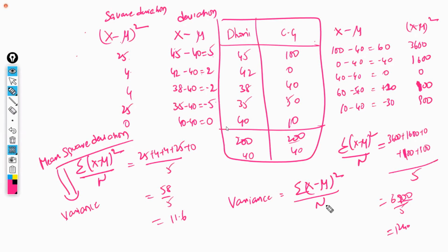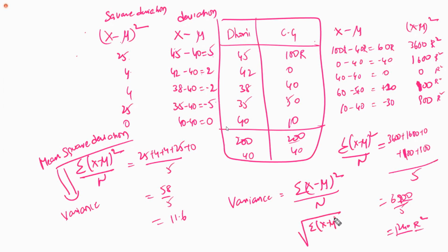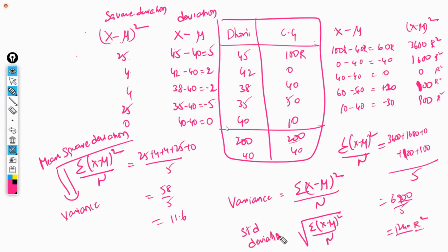Now there is a problem with variance. If you take 100 runs and the average is 40 runs, 100 runs minus 40 runs is 60 runs. If you do the square, the runs also get squared. The units are also getting squared, so finally you get variance as 1240 runs square. But I don't want runs square. I want it in terms of runs. So that is the reason you apply the square root: the square root of the sum of (x minus mu) whole square divided by n is called standard deviation. Standard deviation is nothing but the square root of variance.